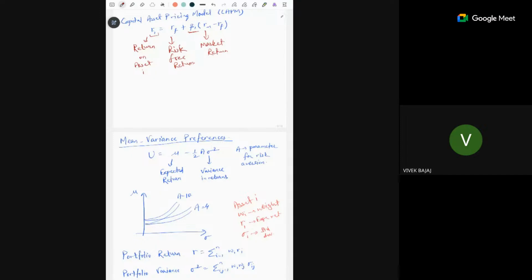Okay. And here a parameter A comes into the picture, which we call the risk aversion parameter. If this A is higher, that means the individual is more risk averse. If it is lower, then that means the individual is less risk averse. He likes risk. This utility function is a standard function for the mean variance preferences. Yes, this is the standard format for the mean variance preferences.